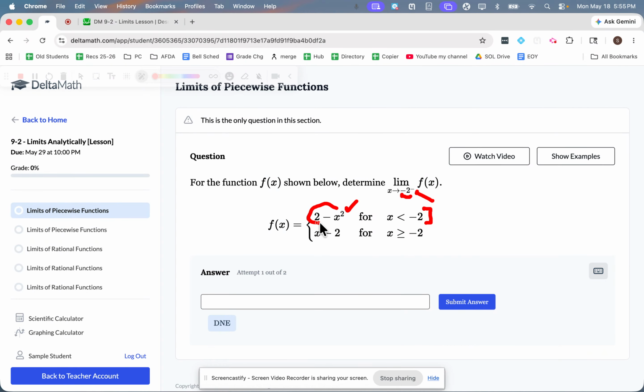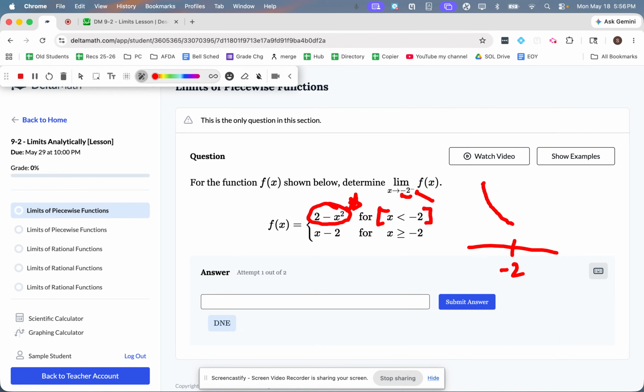So I don't know what this looks like. It's probably some sort of curvy thing. You don't really care, but it's headed towards something as x approaches -2, right? And this piece only is drawn up till x being -2. So when they're asking what the limit is as you approach -2, all you have to do is find out what this is when x is -2.